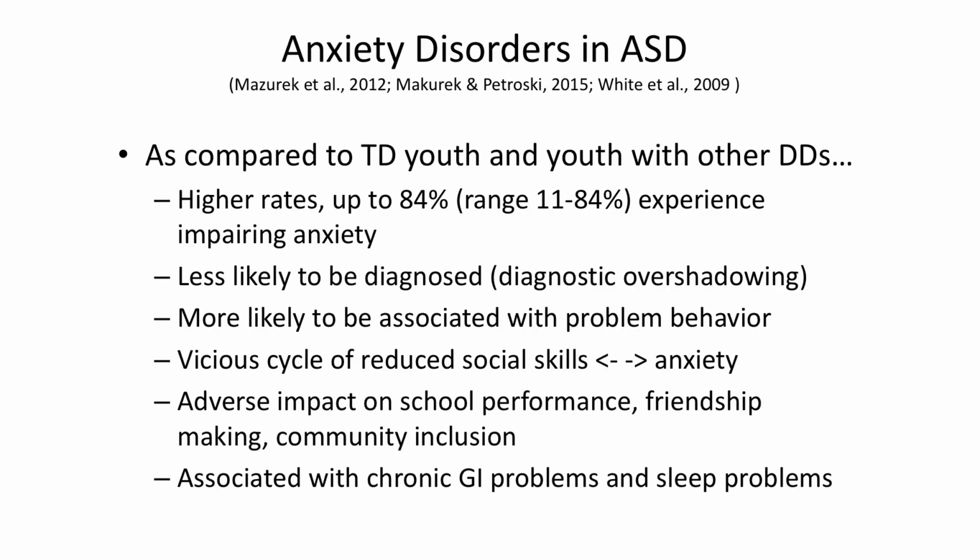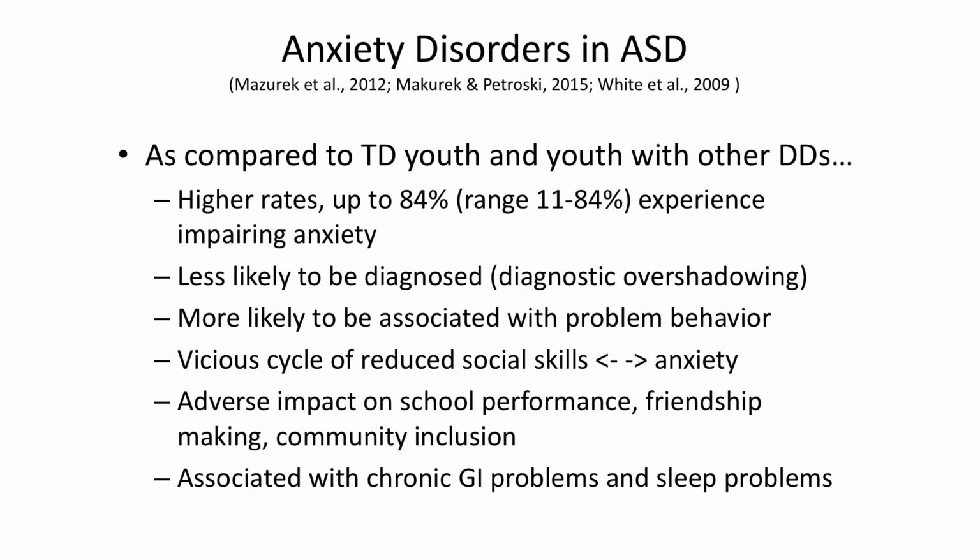So anxiety disorders in autism, as compared to typically developing youth and youth with other developmental disabilities, there's higher rates of significant anxiety in individuals with autism. This range from 11 to 84% is a very big range. And a lot of that is because of how it's measured. Our measurement for anxiety in autism, there's a lot of questionnaires that don't do so great at capturing this, so that's one of the areas that we're working on in our research.